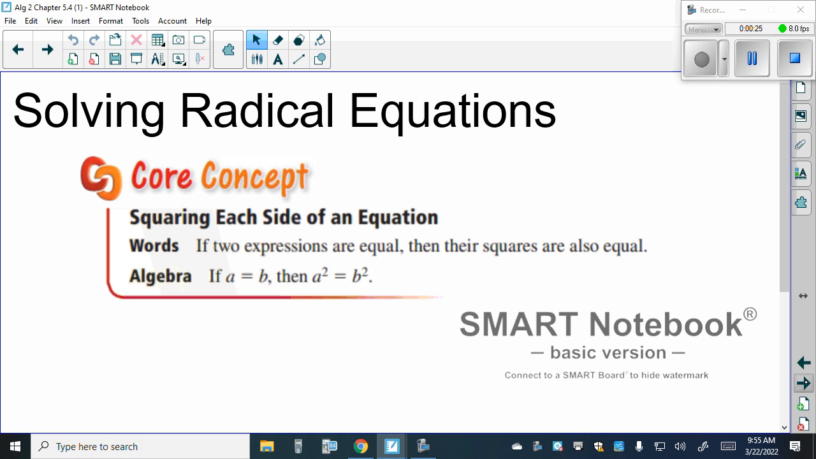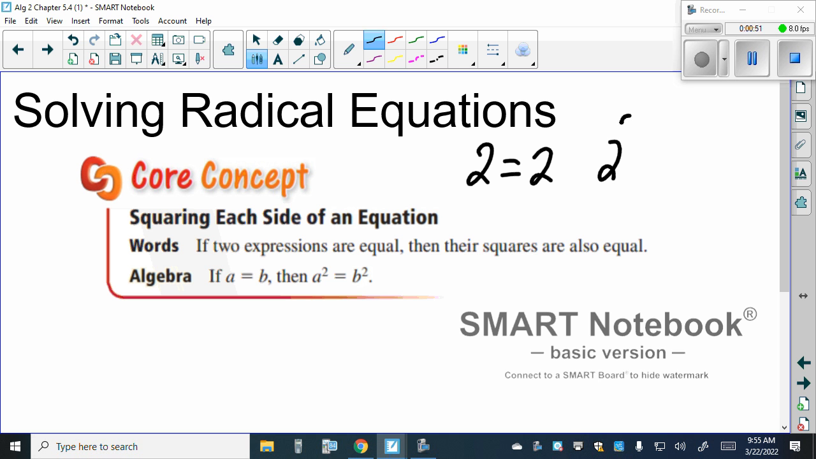And a lot of what we'll be doing today is revolving around this property: squaring each side of an equation. If two expressions are equal, then the squares are also equal. If a equals b, then a squared equals b squared. Well, if 2 equals 2, then 2 squared is equal to 2 squared. If they're already equal, if I square both sides, they're still going to be equal. They're still going to be the same.